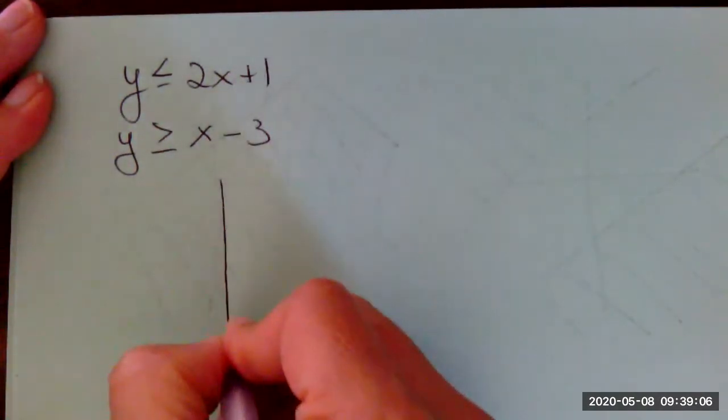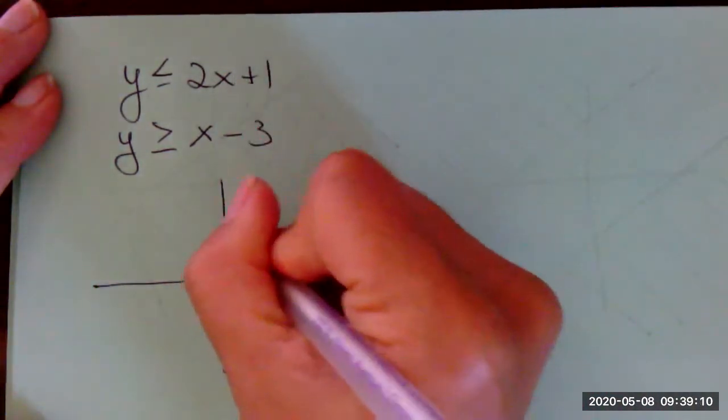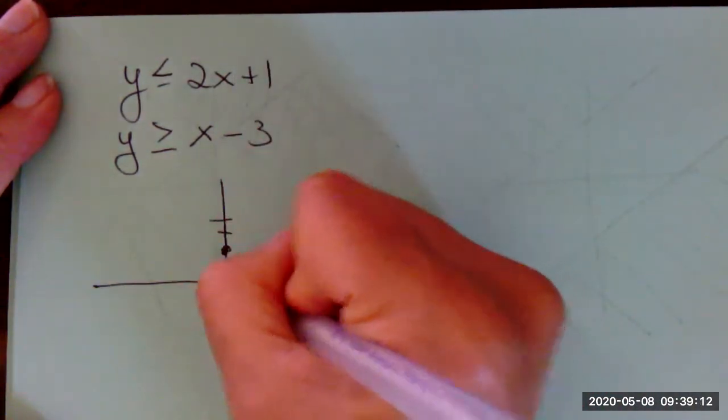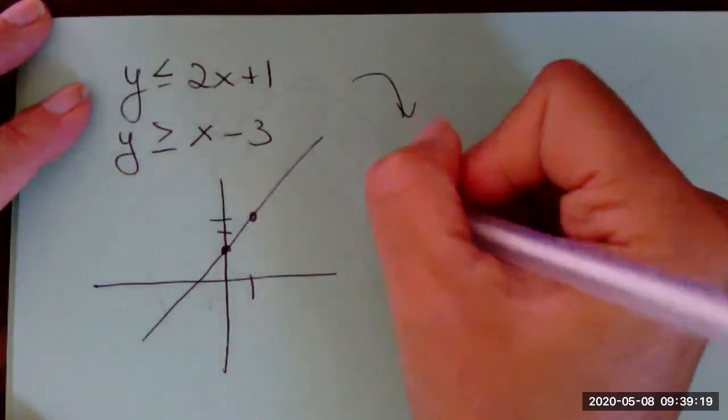All right, let's see. So we're going to start at 1, go up 2 over 1, and just connect it. Test the point 0, 0. Yep, let's not do that.